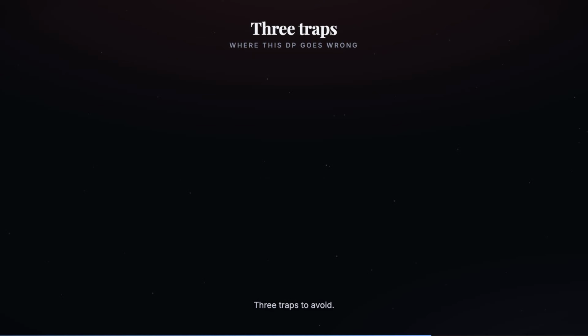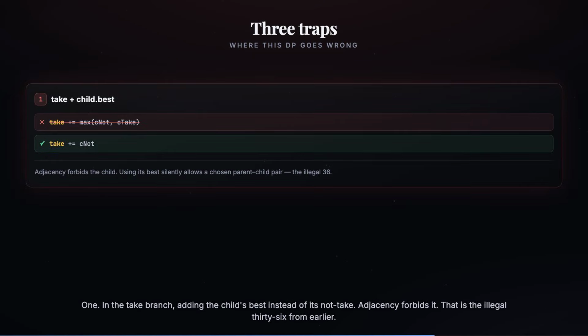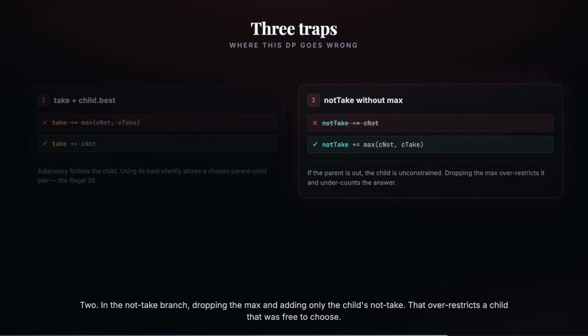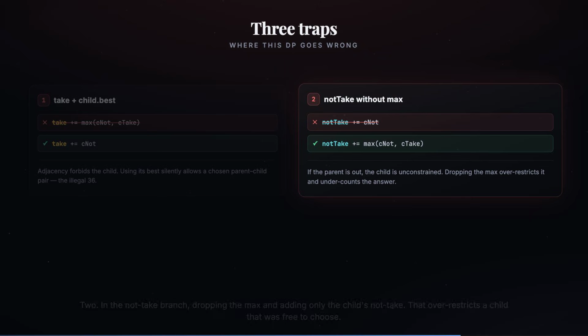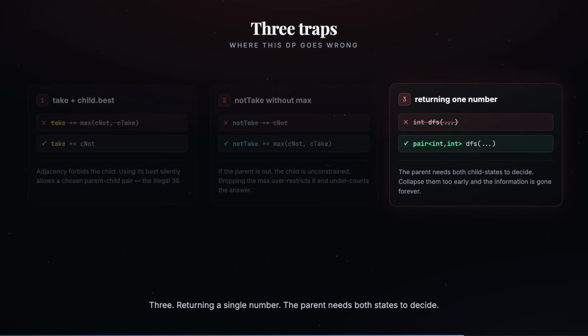3 traps to avoid. 1. In the take branch, adding the child's best instead of its not take. Adjacency forbids it. That is the illegal 36 from earlier. 2. In the not take branch, dropping the max and adding only the child's not take. That over-restricts a child that was free to choose. 3. Returning a single number. The parent needs both states to decide.